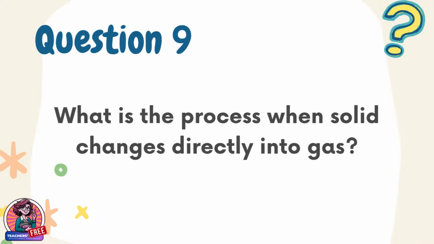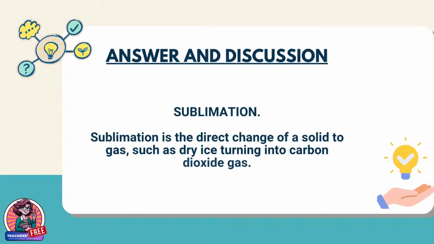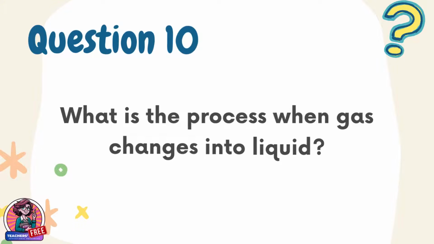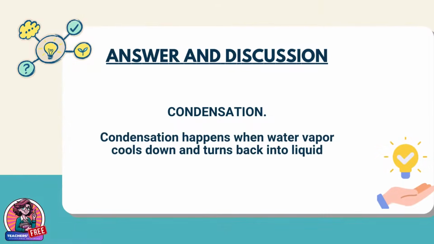Question 9. What is the process when solid changes directly into gas? Answer: sublimation. Sublimation is the direct change of a solid to gas, such as dry ice turning into carbon dioxide gas. Question 10. What is the process when gas changes into liquid? Answer: condensation. Condensation happens when water vapor cools down and turns back into liquid.